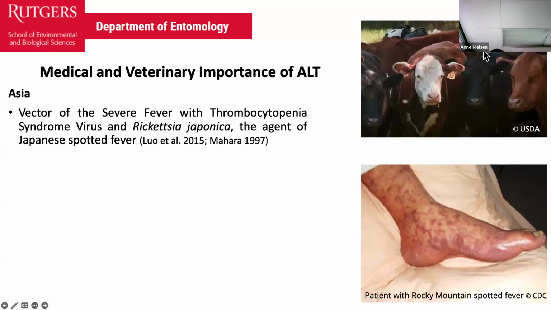The ALT is a tick that is important from a medical and veterinary standpoint. In Asia, this tick species can vector severe fever with thrombocytopenia virus. It can also vector Rickettsia japonica, which is the agent of Japanese spotted fever. And these are, of course, human diseases.